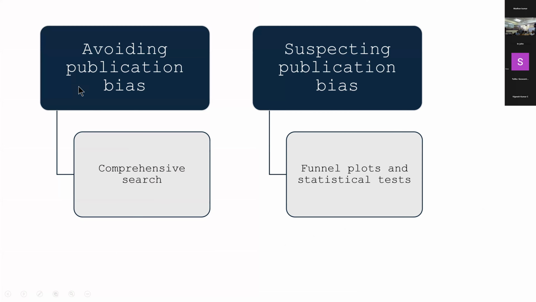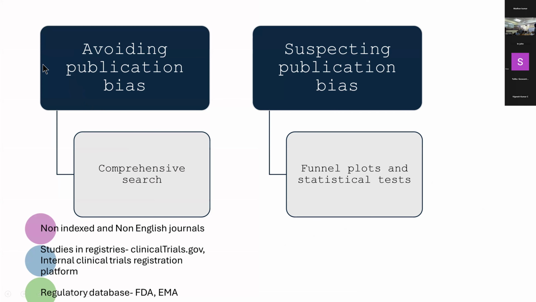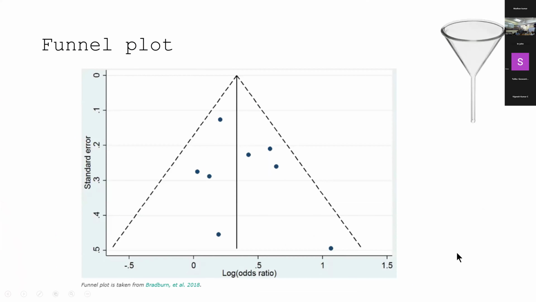So how to avoid publication bias on the part of the author: you have to do a comprehensive search. You must look at non-indexed as well as non-English journals. You have to look at all the study registries, and you should also look at regulatory databases for the pharmacological data. Suppose you're suspecting publication bias, what you can do is look at funnel plots as well as statistical tests. Some of the statistical tests available are Egger's regression test and Begg's rank test.